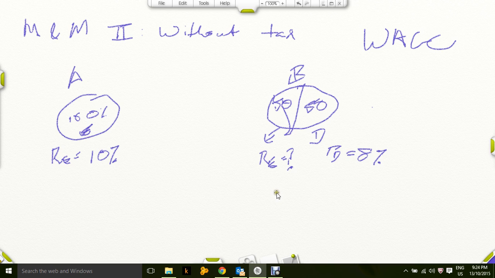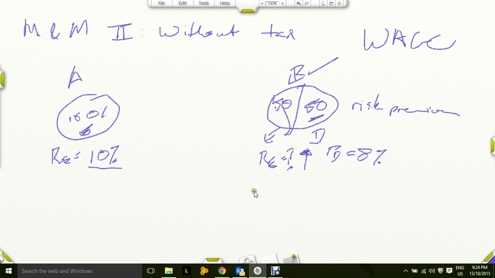Now as a shareholder, if there's more risk, they want a better return. So if they're getting 10% over here with 100% equity, they want to get a higher return on their equity over here because of the debt. What we would call that is a risk premium. So investors want a risk premium for investing in company B because of the debt.